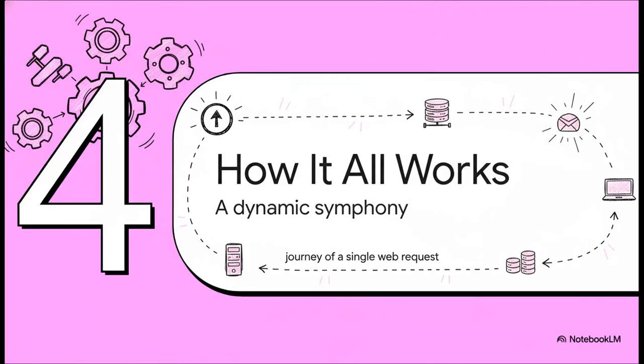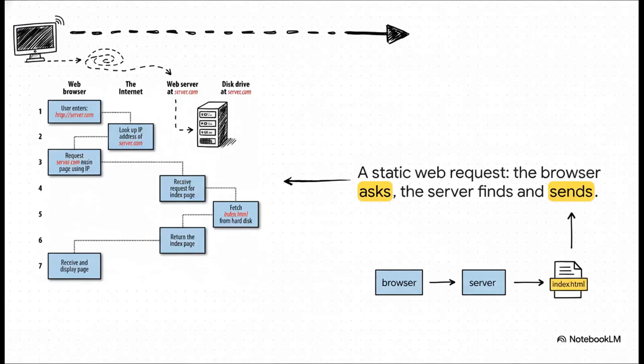Okay, so we have these 5 powerful tools. But honestly, the real magic, the symphony, happens when they all start working together. Let's follow a single web request to see how they pull it off. Back in the old static days, the process was super simple. Your browser would ask a server for a file, maybe index.html. The server would find that file on its hard drive and just send it straight back. A simple game of fetch, really.